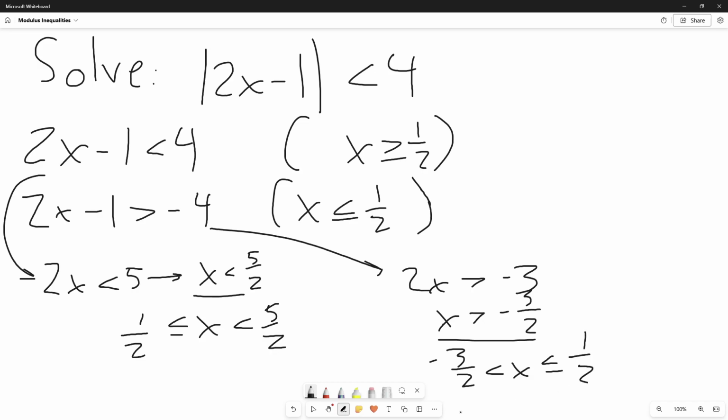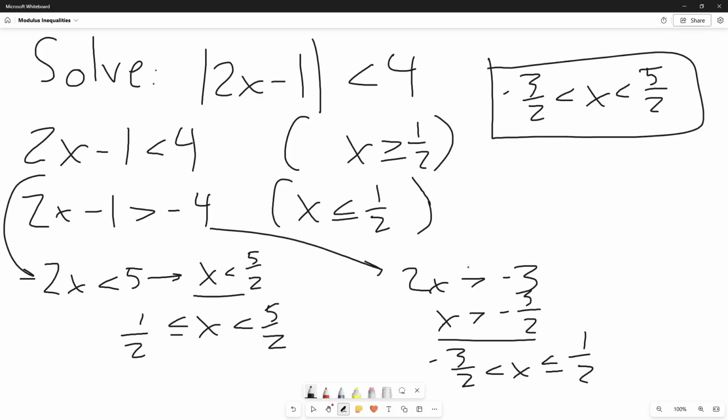So now we have both of our inequalities, and then we just need to combine them. And you notice that both of them stop at 1/2, and x is able to equal 1/2, so you can just combine these into one, and it becomes -3/2 is less than x is less than 5/2. And that's your final answer.